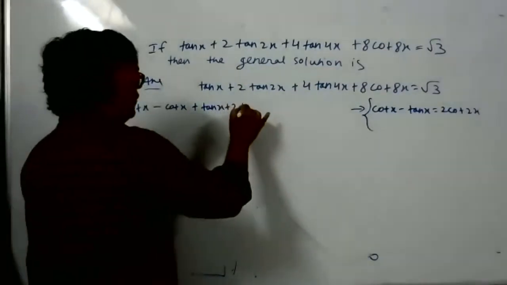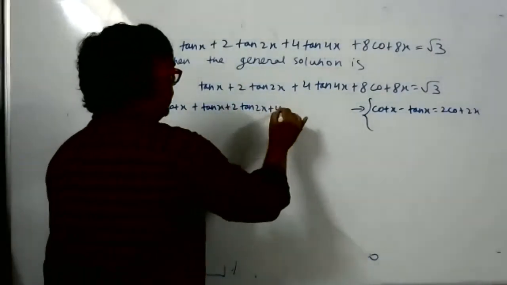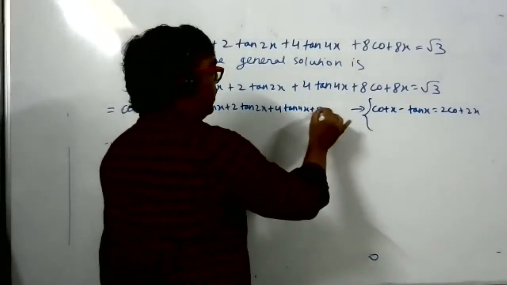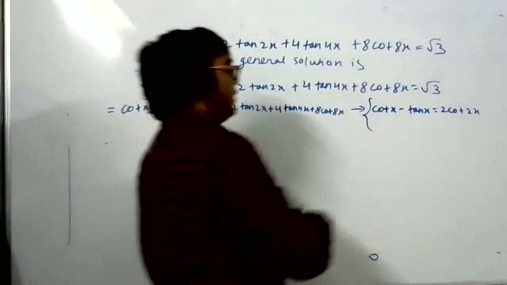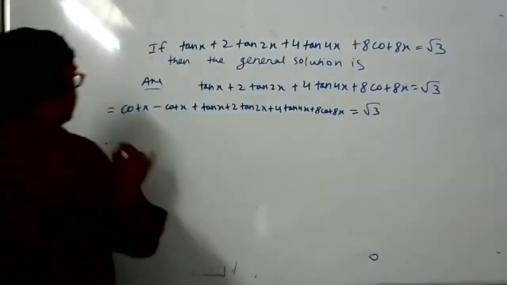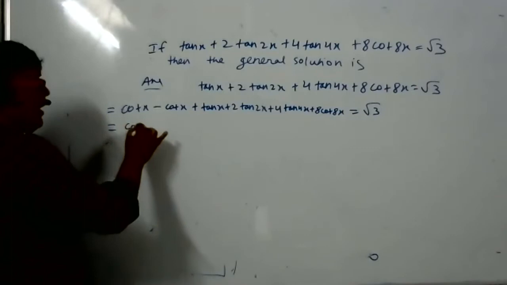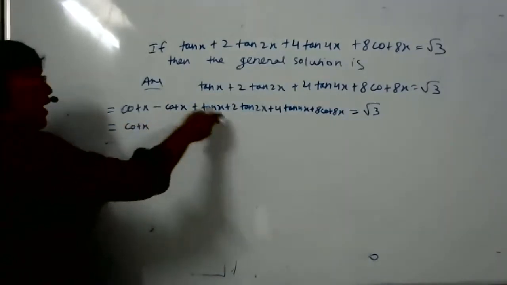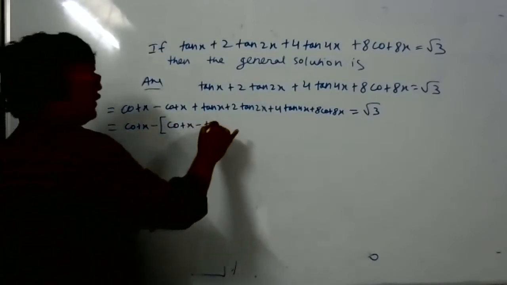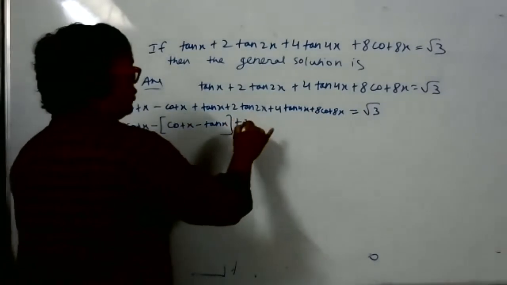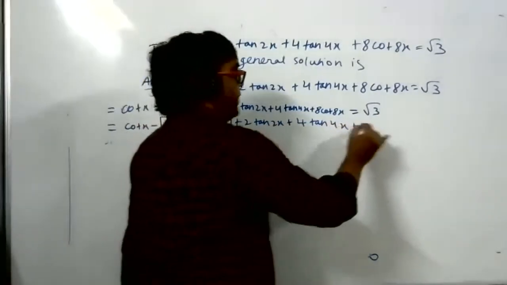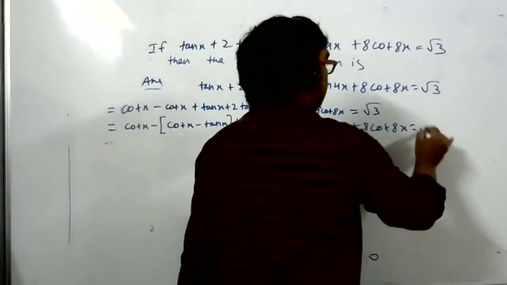Suppose somebody doesn't know this formula, then it will be very difficult to do this sum. 4 tan 4x plus 8 cot 8x is equal to root 3. Then what happens, student? I will write the first term as it is, and to bring in the formula form, we want cot x minus tan x. I'll take minus common. So it will become cot x minus tan x. The first two terms I will deal with. Plus 2 tan 2x plus 4 tan 4x plus 8 cot 8x is equal to root 3.